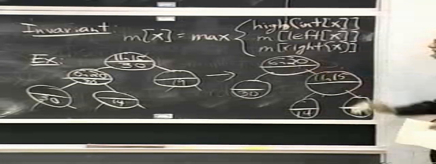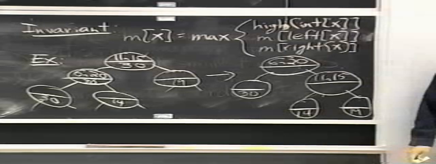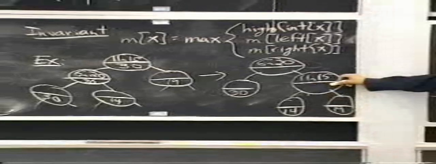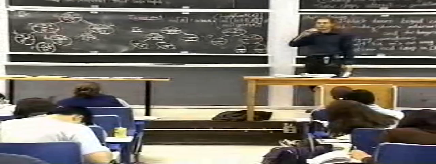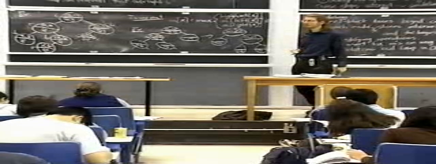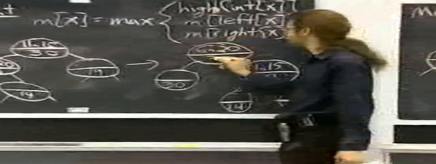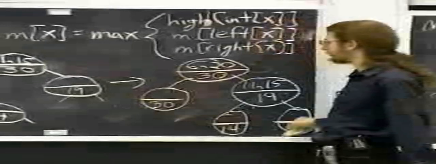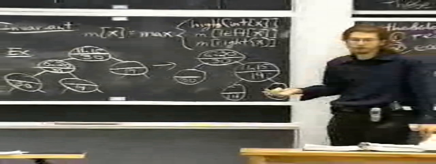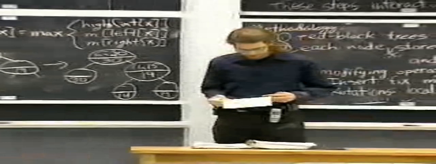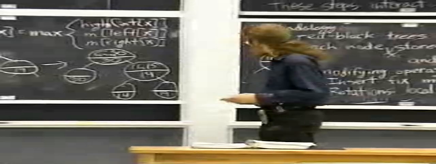Now I have to update my m values. How do I do it? What's the m value of this guy? 19? Yeah, 19. It's just the max of 14, 19, and 15. That's what this invariant tells me. And the max here is 30 again, the same as it was before, because it's the same subtree that we're dealing with. So it's easy, just like before. Constant time per update, per rotation.